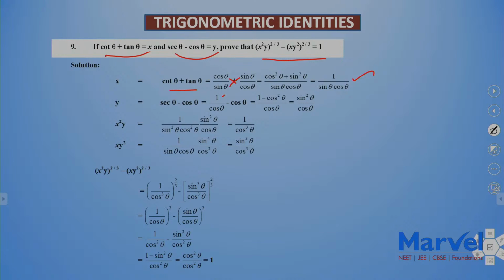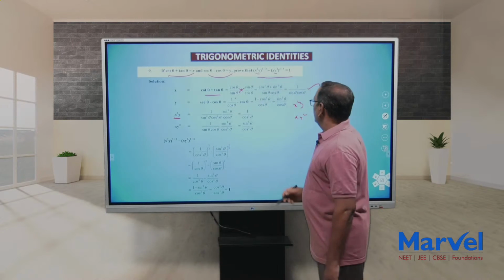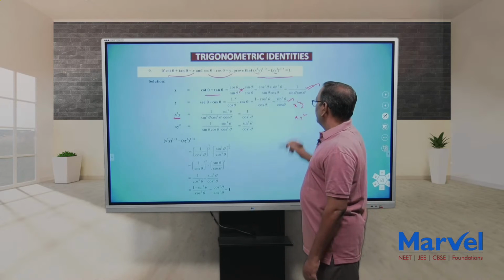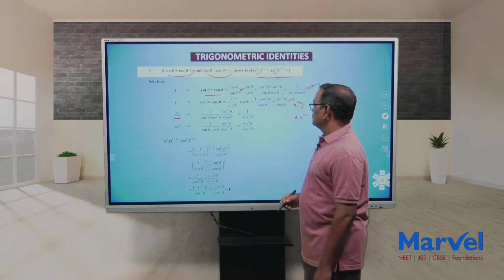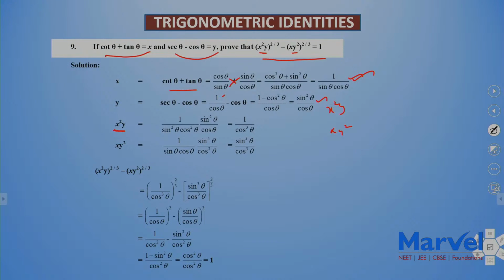Next, find the value of x square y and xy square. x square y is the square of this into y. What is the square of that? 1 by sin square theta cos square theta into y. What is y? y equal to sin square by cos. So these two get cancelled. 1 by cos cube theta. Next, xy square, 1 by sin theta cos theta into y square, the square of this, sin power 4 by cos square. Sin cancels, and hence this is sin cube by cos cube.